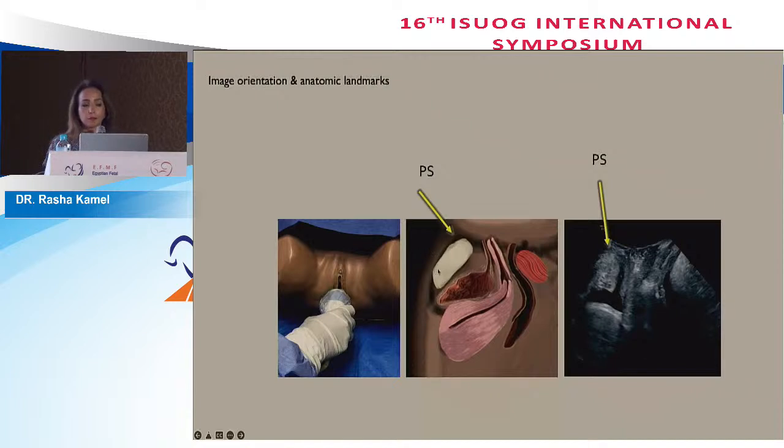So from up downwards, first structure on the left is the symphysis pubis. Then we get to see the urethra and the bladder. Then we get to see the vagina and urethra. Then the uterus. Then we get to see the anal canal and the rectum. And the last structure on the right-hand side is the puborectalis.